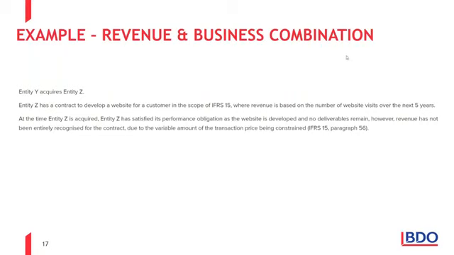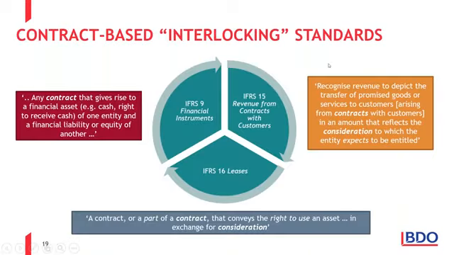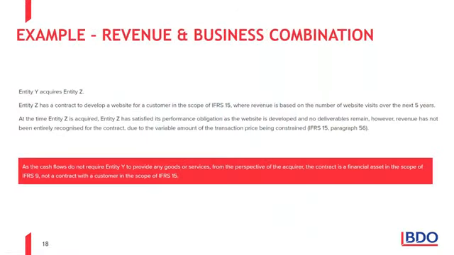So if we head to the next slide, Aletta, if you may, as the cash, oh no, sorry, one back. Yeah, I was waiting for the red block to come up. As the cash flows do not require entity Y to provide any goods or services, entity Y as the acquirer, from their perspective, it's a financial asset, not a contract with a customer under IFRS 15. And this is where I'll go to the interlocking slides on the next one.